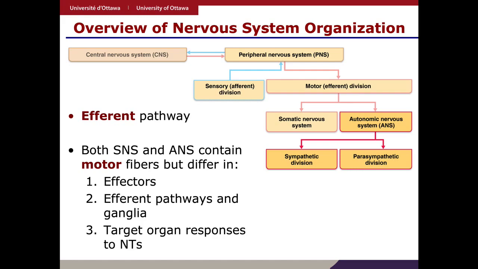The somatic nervous system and the autonomic nervous system both consist of motor neurons, but there are three key differences between them: the effectors or targets that the motor neurons innervate, the nature of the efferent pathways and whether or not ganglia are present, and the response of target organs to neurotransmitters.